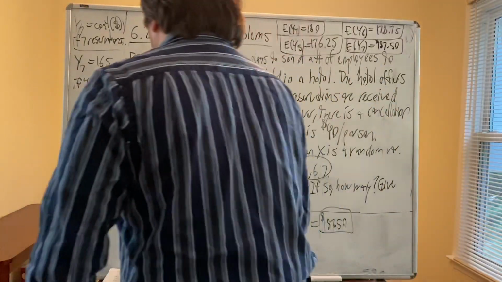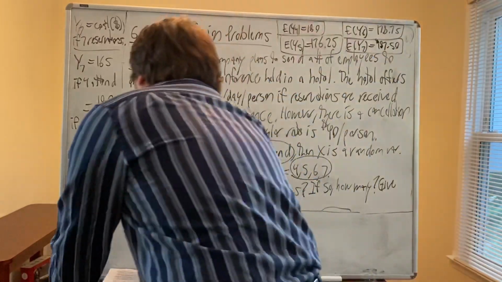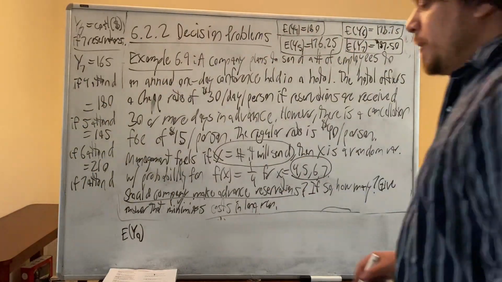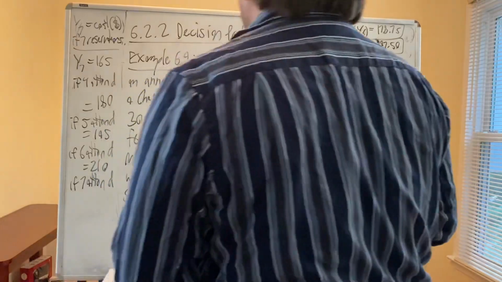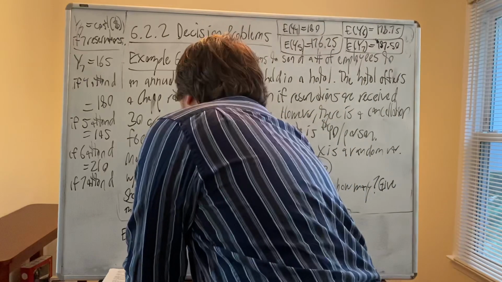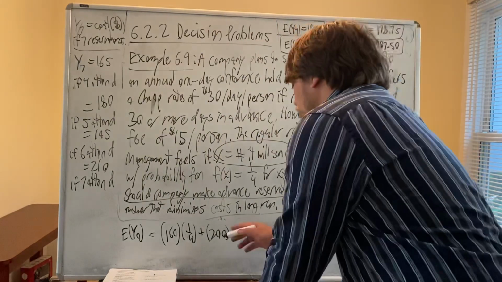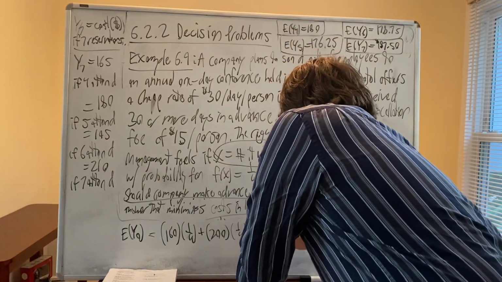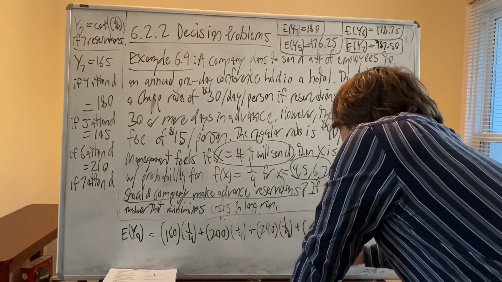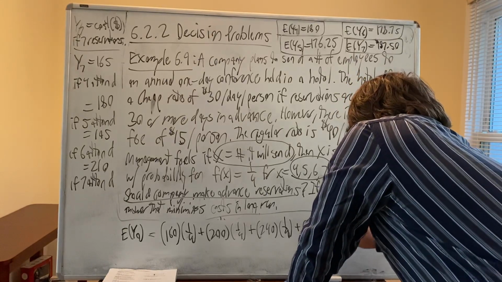Okay, so why? I'll write it down. If they don't make any advance reservations, let's call it E of Y sub 0. They make 0 reservations. So the cost, if 4 people attend, would be $40 per person, and that would be $160, with a probability of 1/4. If 5 people attended, $40 each would be $200, a 1/4 chance. If 6 people attended, it would cost $240 with a 1/4 chance. And if 7 people attended, it would be $280, 1/4 probability.